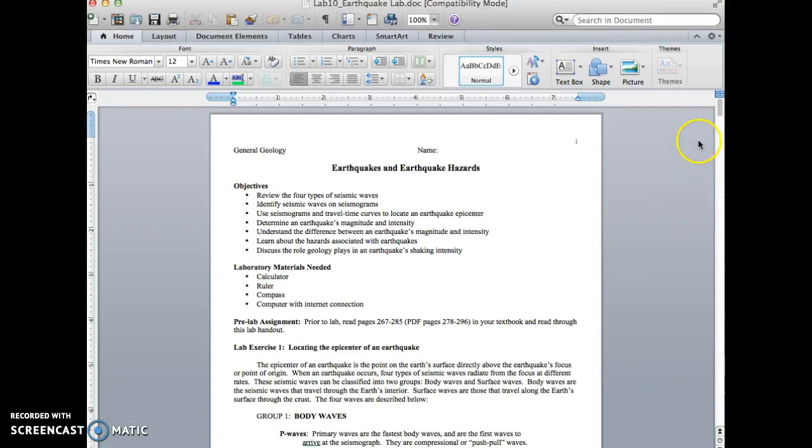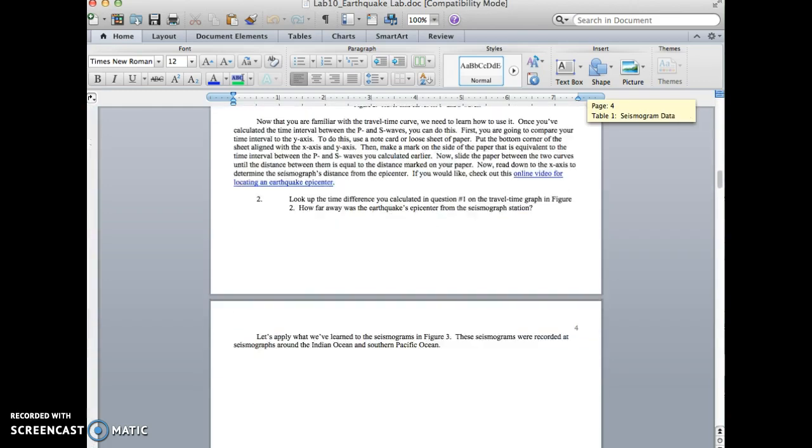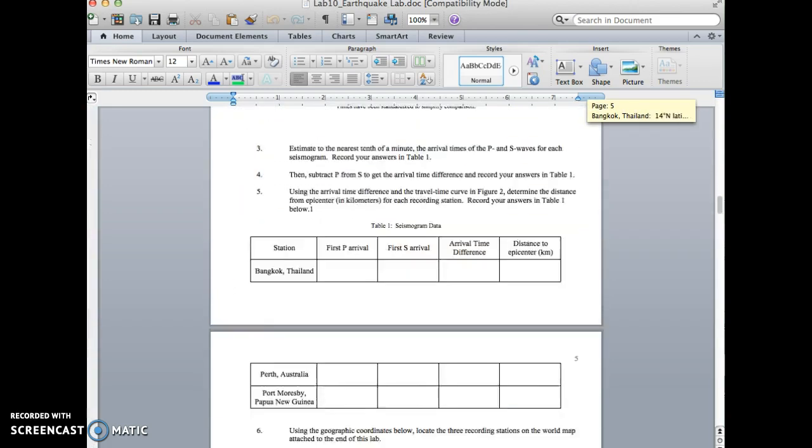Hello, in this screencast I'm going to talk about our earthquakes lab. So for the lab this week you're going to need a couple things. I highly recommend that you print out, I'm going to scroll down.